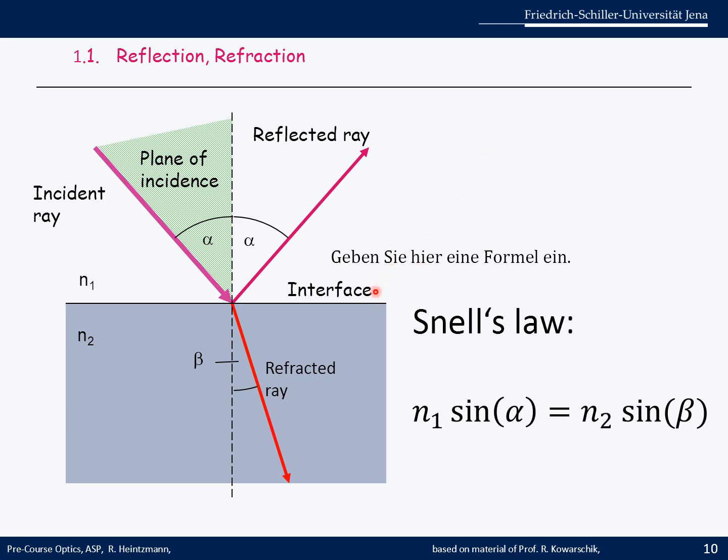The law of reflection tells you that the angle of incidence towards the surface normal is equal to the angle on the opposite side at which it leaves towards that normal. So that's the law of reflection. We will treat that a little bit more in detail.